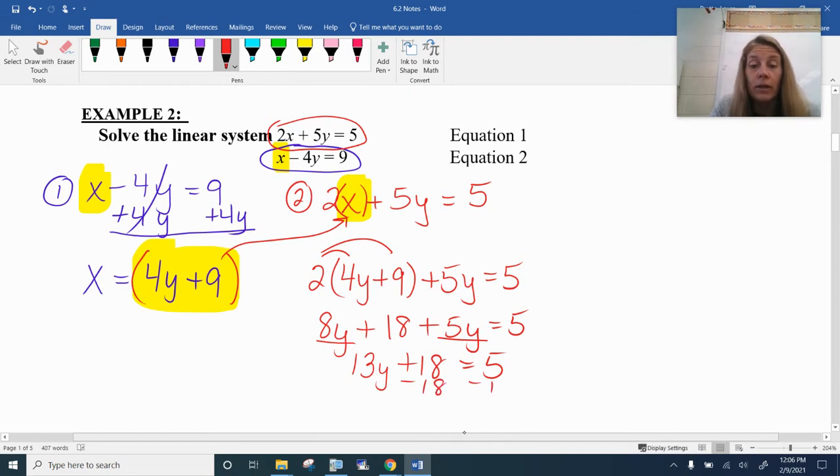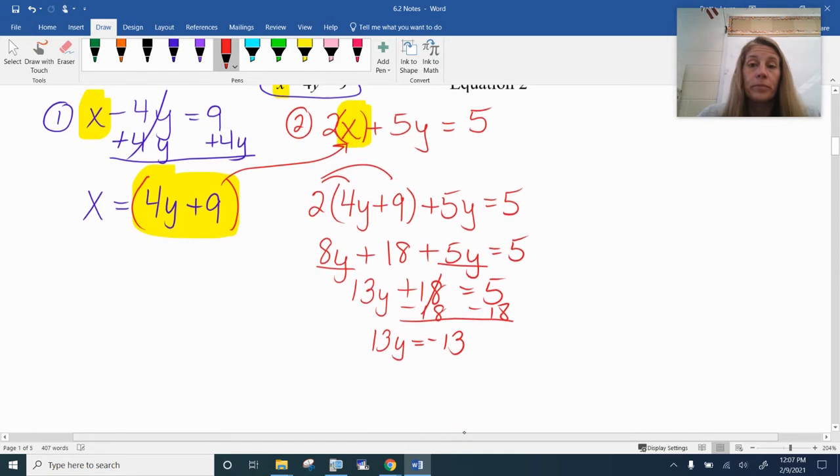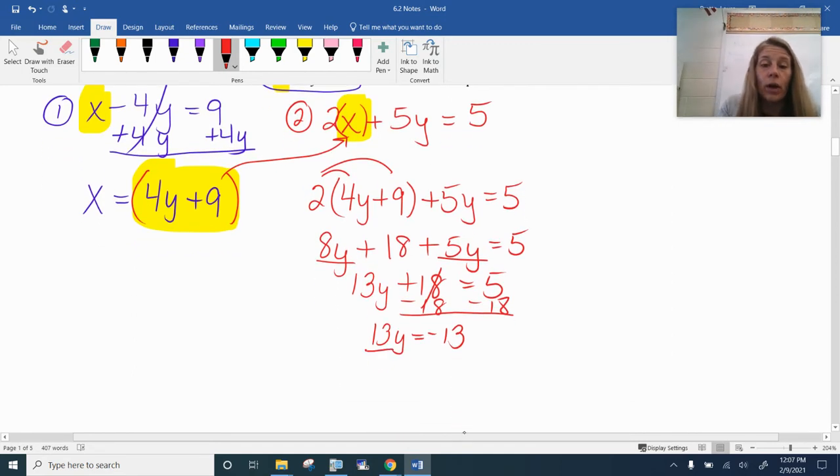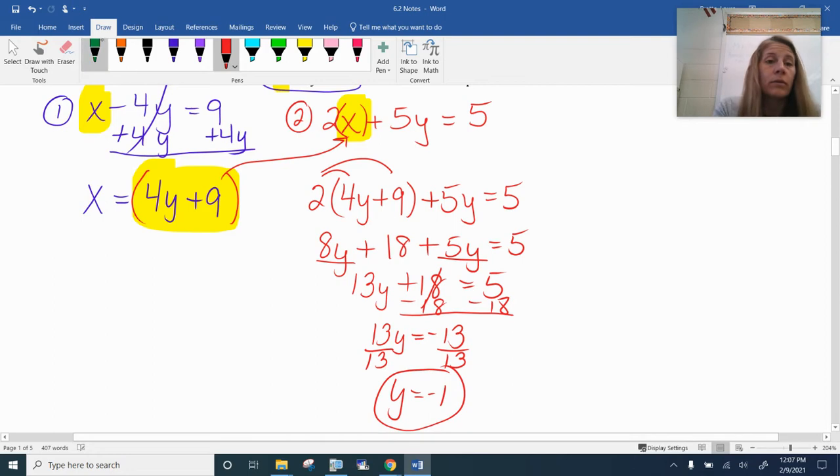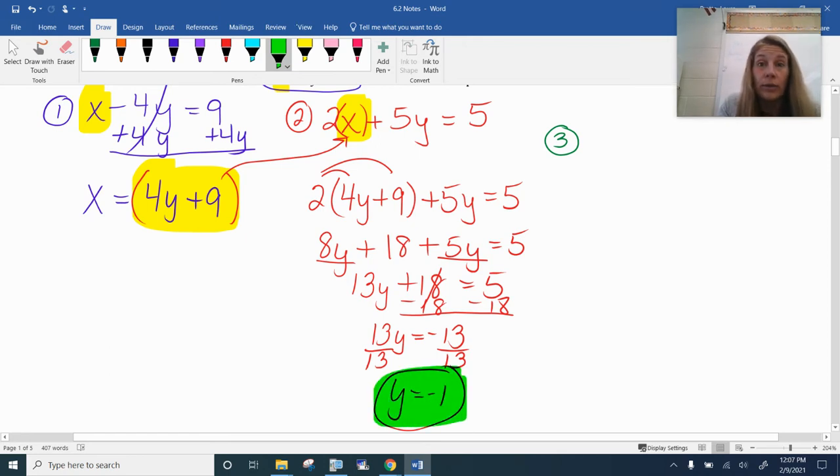So subtracting the 18, 13y equals -13. And then we just have to get the y all alone by dividing this 13, and we get y equals -1. So my third and final step will then be to take this value that I just got in step 2, which is y equals -1, and substitute it into that revised equation I had in step 1.